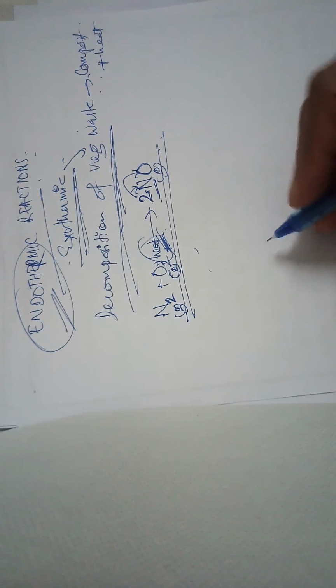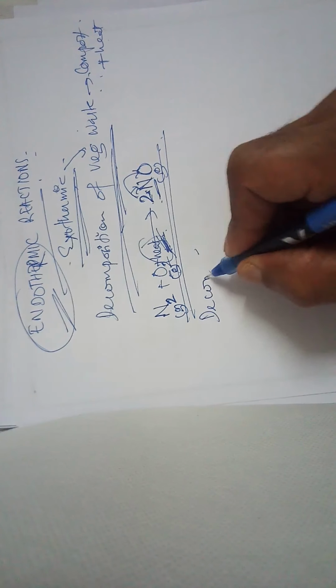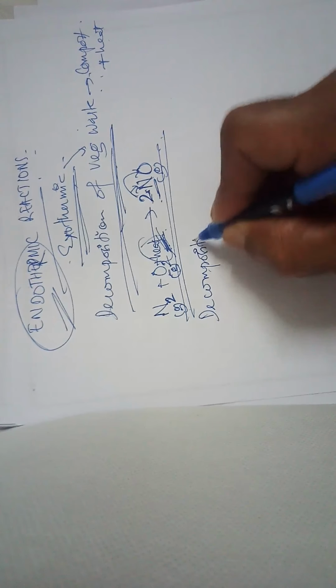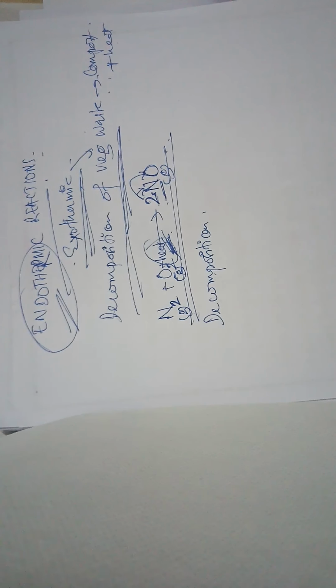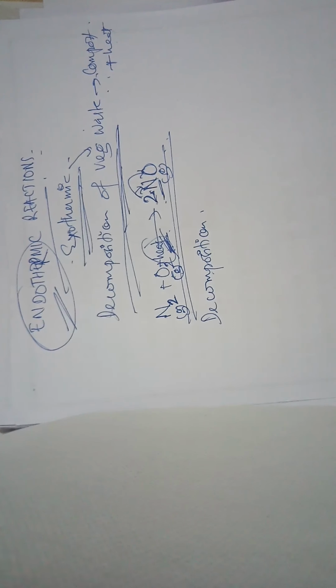All the decomposition reactions require energy in the form of light, heat or electricity. All decomposition reactions require heat, light or electricity, any one of these 3 forms of energy. So all the decomposition reactions are endothermic reactions.